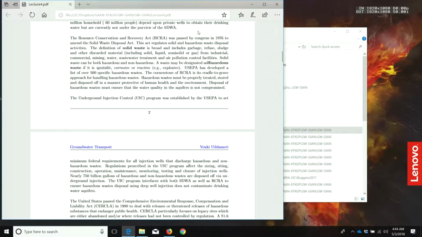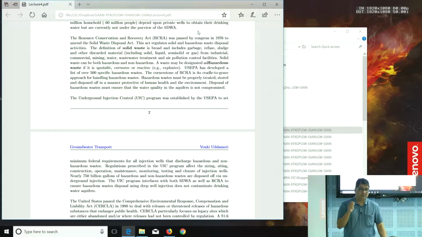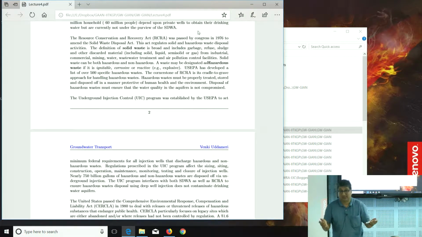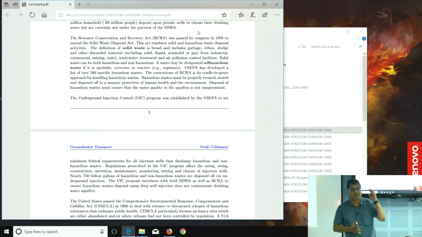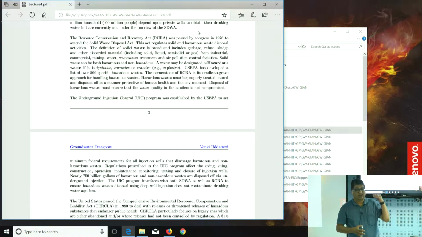What the UIC program did not address was what happens to legacy contaminated sites, okay? Which means before RCRA was passed, there was a lot of dumping that went on, illegal dumping. Okay? That was not illegal, it was legal because there was no law. Okay? So that had caused a huge amount of groundwater contamination.